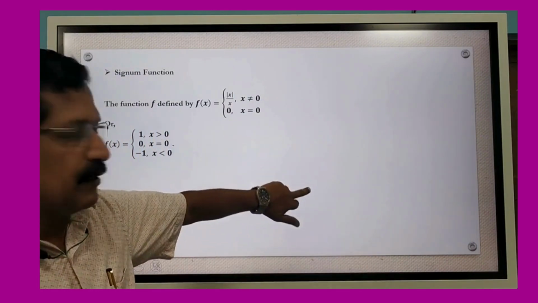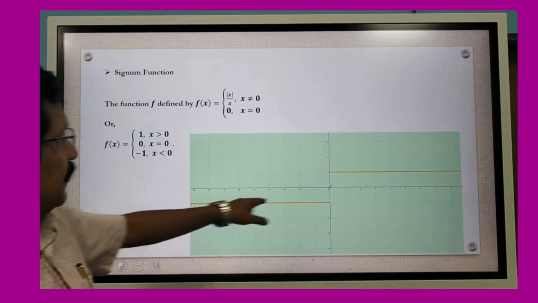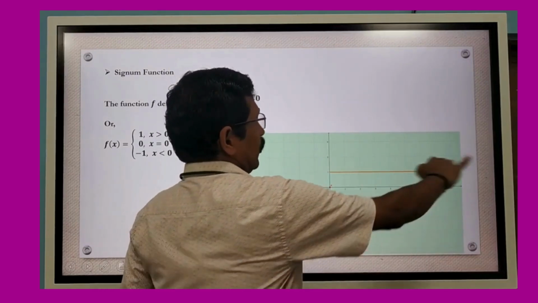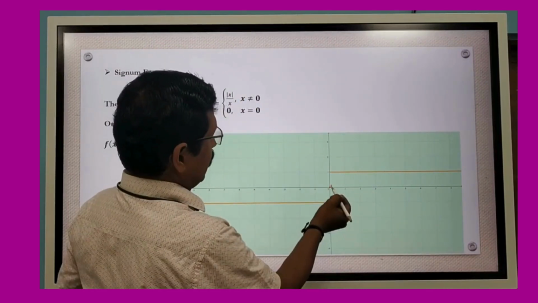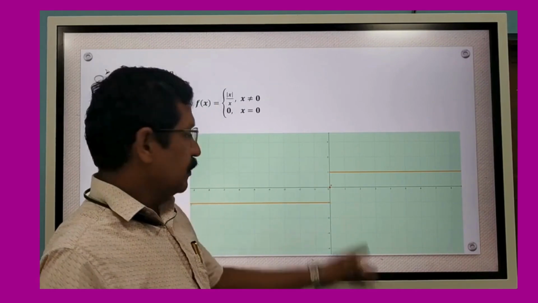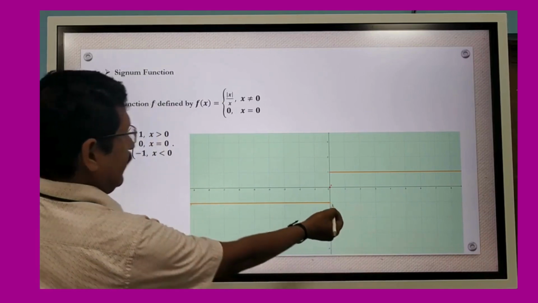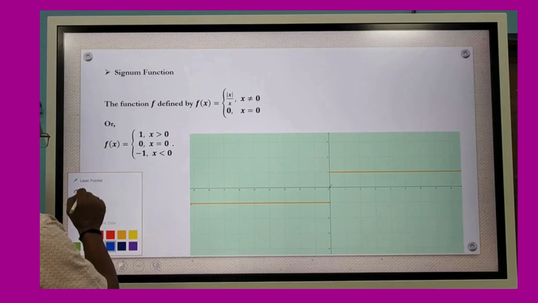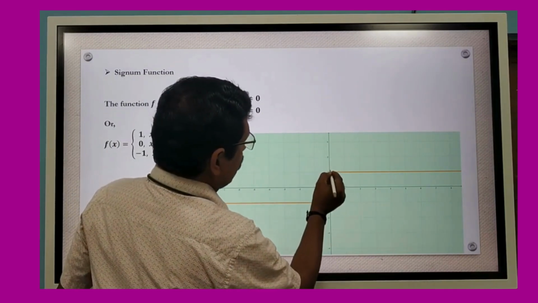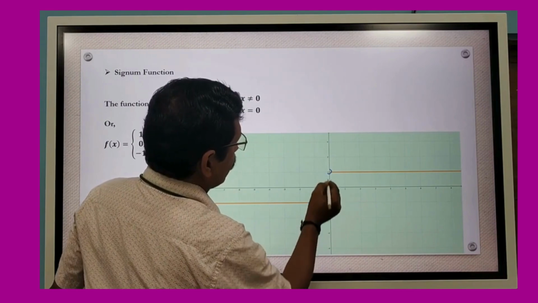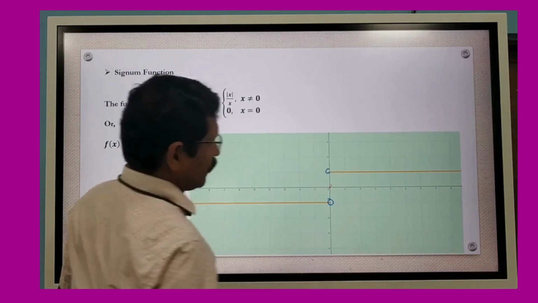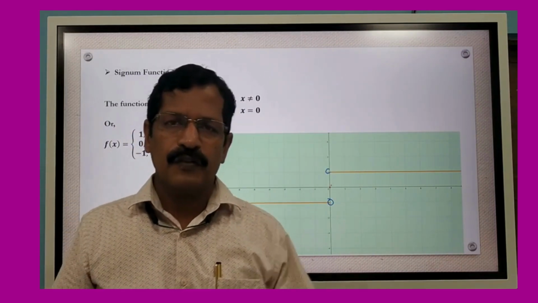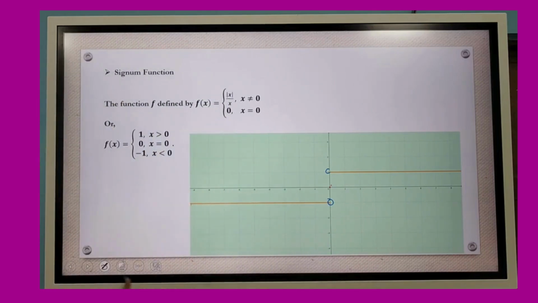What will be the graph of the signum function? The graph of the signum function is this. So when x is greater than 0, it is 1. When x is equal to 0, we are taking the value here, 0. When x is less than 0, it is taking the minus 1. You just remember that in this case the 0 is excluded, and here also 0 is excluded, minus 1 is excluded here. So that is a signum function and its graph.